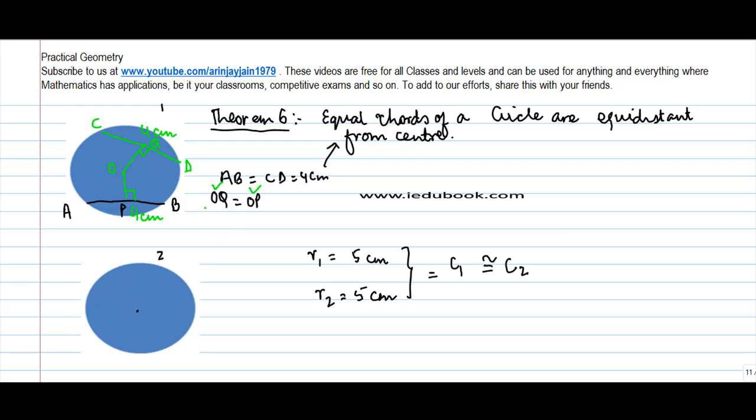So what I'm trying to demonstrate here is that the chord could be in either direction. Suppose you had another chord here, let's say LM, and LM was also 4 centimeter, then the distance between O and the middle of this, let's say point R, this OR would also have been equal to whatever the distance was. Let's say it is 3 centimeter. So this is the theorem which says that equal chords of a circle are equidistant from the center.